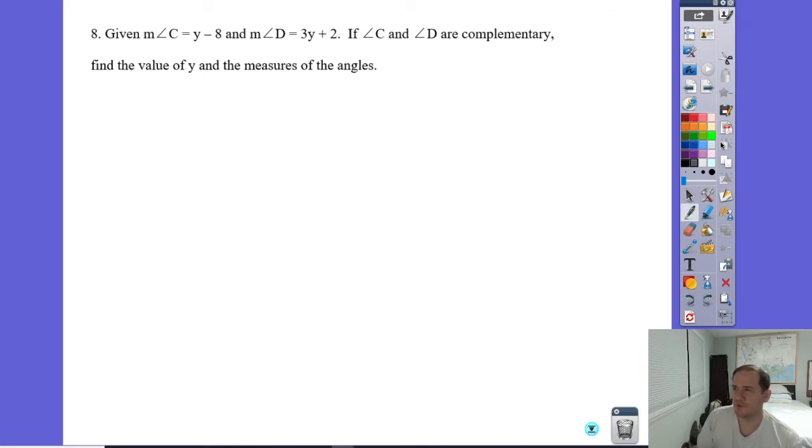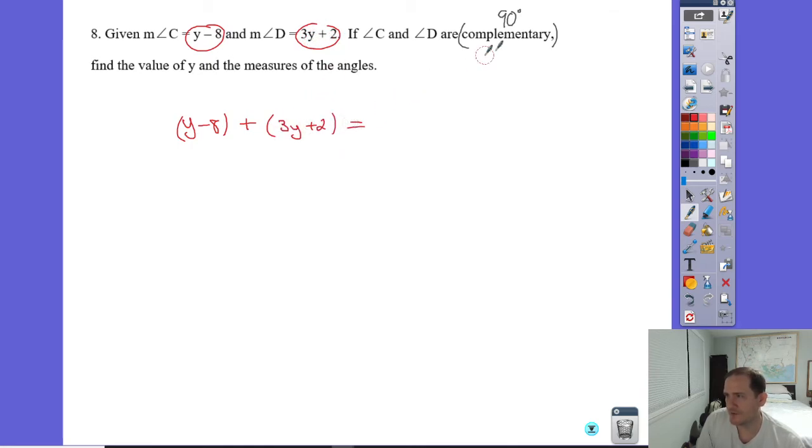Here's 8. It's more of the same, except this time instead of the angles being supplementary, they're complementary, and that means this time they only add up to 90. So let's take our two expressions. If C and D are complementary, that means they add up to 90. That means that the y minus 8, I can add that with the 3y plus 2. And I know the result is supposed to be 90.